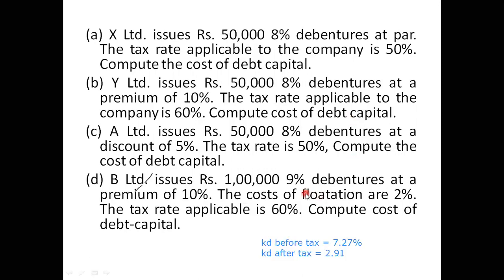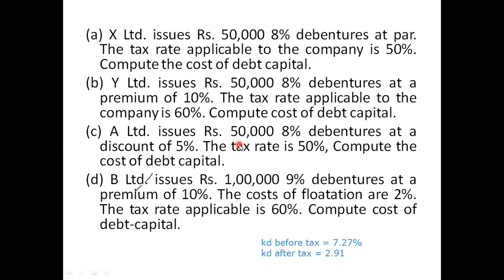Let's go discuss the question now. A Limited issues 50,000 rupees worth of debenture and the debenture interest rate is 8% per annum. When the debenture is issued, it is not issued at par, rather it is issued at a discount of 5%. So 5% of 50,000 is 2,500. So from 50,000, you have to deduct 2,500.